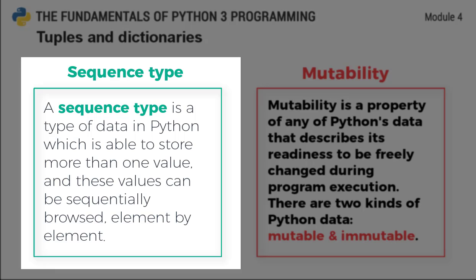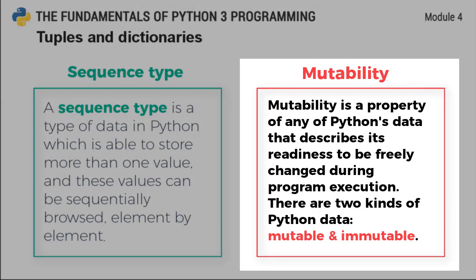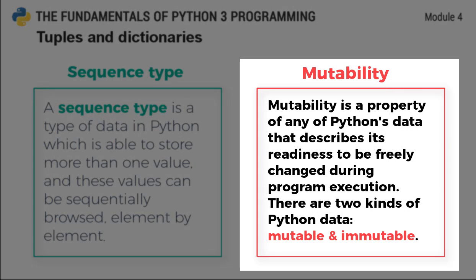You have met one Python sequence so far, the list. The list is a classic example of a Python sequence, although there are some other sequences worth mentioning, and I'm going to do it now. The second concept I'm going to talk about is mutability. Mutability is a property of any of Python's data that can be freely changed during program execution. There are two kinds of Python data, mutable and immutable.